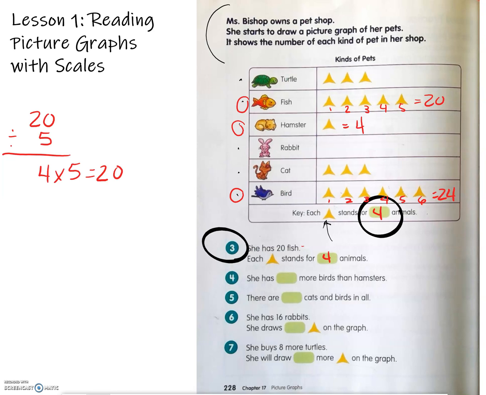And it wants to know how many more birds there are than hamsters. So I would take 24, which is the total number of birds, minus the total number of hamsters, to give me 20. So she has 20 more birds than hamsters.